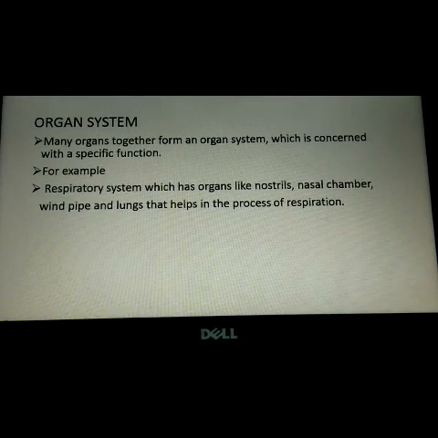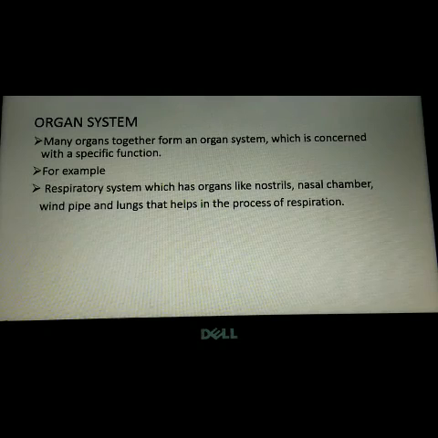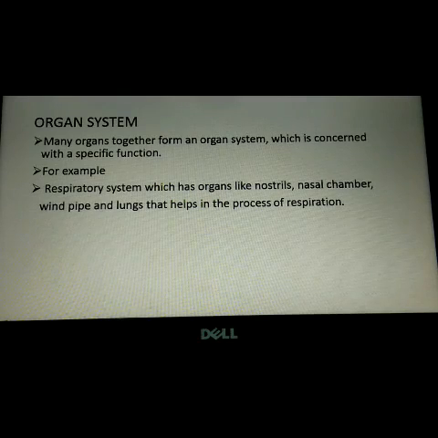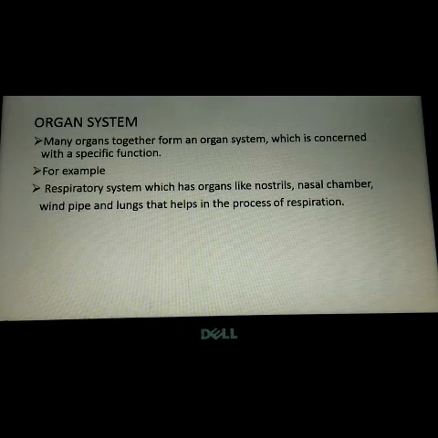Now, organ system. Many organs together form an organ system which is concerned with a specific function. For example, we have the respiratory system which has organs like nostrils, nasal chamber, windpipe and lungs. That helps in the process of respiration. So all these organs, from nostril to nasal chamber, to windpipe and then to lungs, function together to form the respiratory system in the process of respiration.